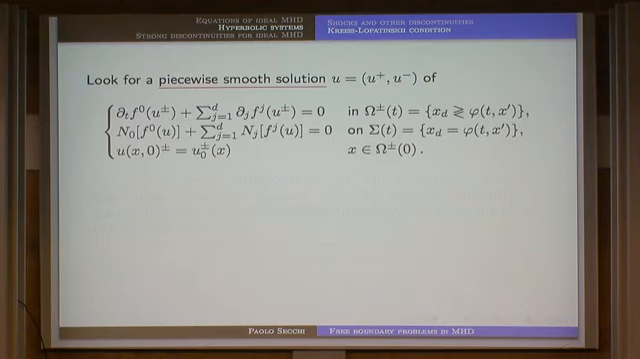It divides the space in two parts, above and below. We consider the differential equation above and below with the solution u plus, u minus. We want to solve the equation written in this form. We have transmission conditions, the Rankine-Hugoniot conditions, here on the front. We add some initial condition, and this could be our problem in general.